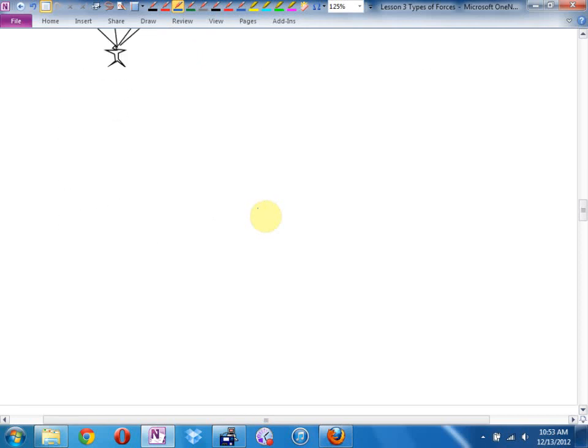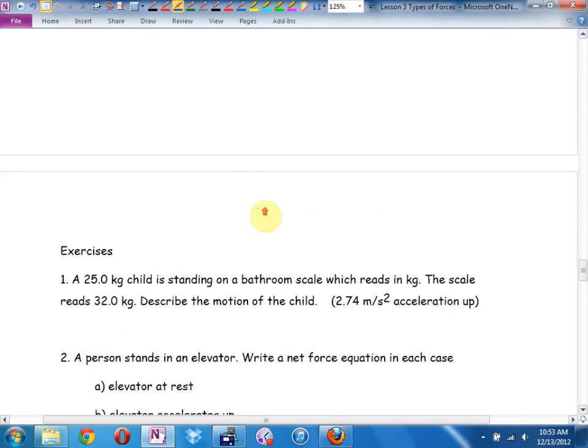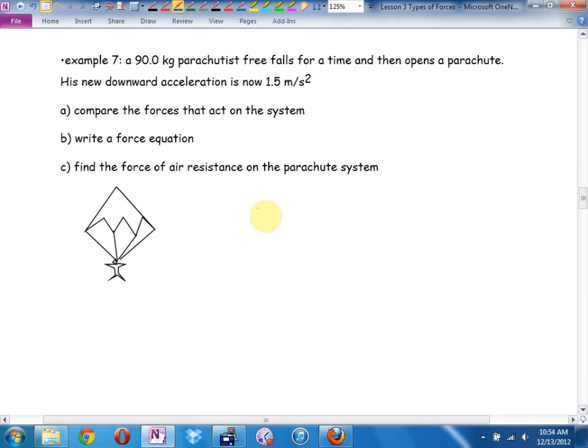Example 7. I think I'm nearly done. Yes, I am. Good. A 90-kilogram parachutist free falls for a time. Have I mentioned lately I jumped out of an airplane? And then opens a parachute. His new downward acceleration after opening the parachute is now 1.5 meters per second squared. A says, compare the forces that act on the system. Really, Jordan, what they're saying is do a good free body diagram. Figure out who's winning, who's losing. B says, write a force equation, winner minus loser. And then C says, find some.